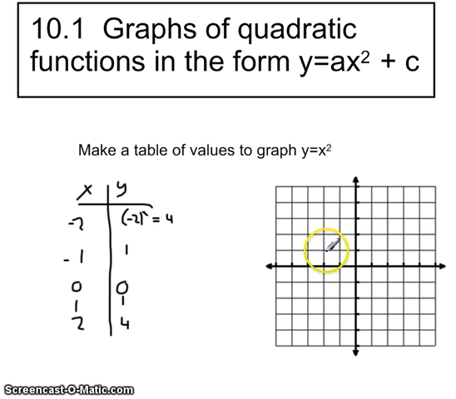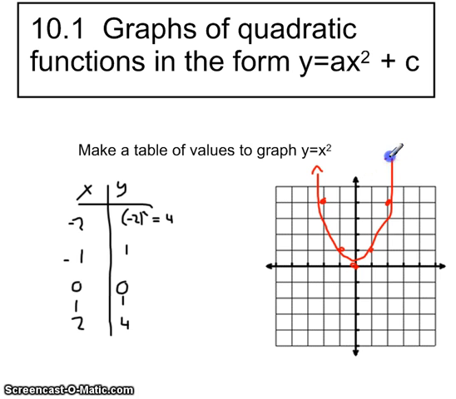So plotting these 5 points: -2, 4, -1, 1. Let's see, -2, 4 is right here. 0, 0, 1, 1, and 2, 4. You're going to see these dots form a curve. It's kind of a U-shaped curve. There are some things that we can gather about this curve.